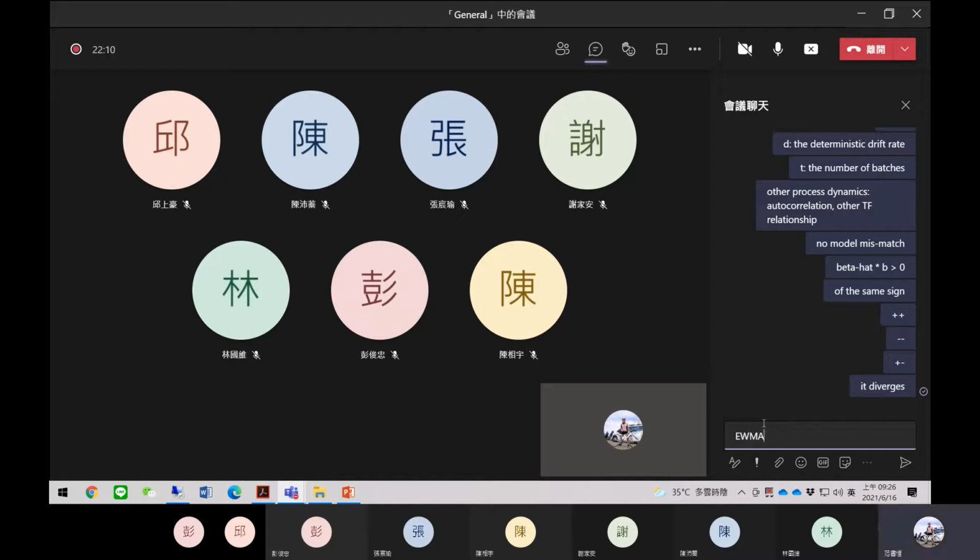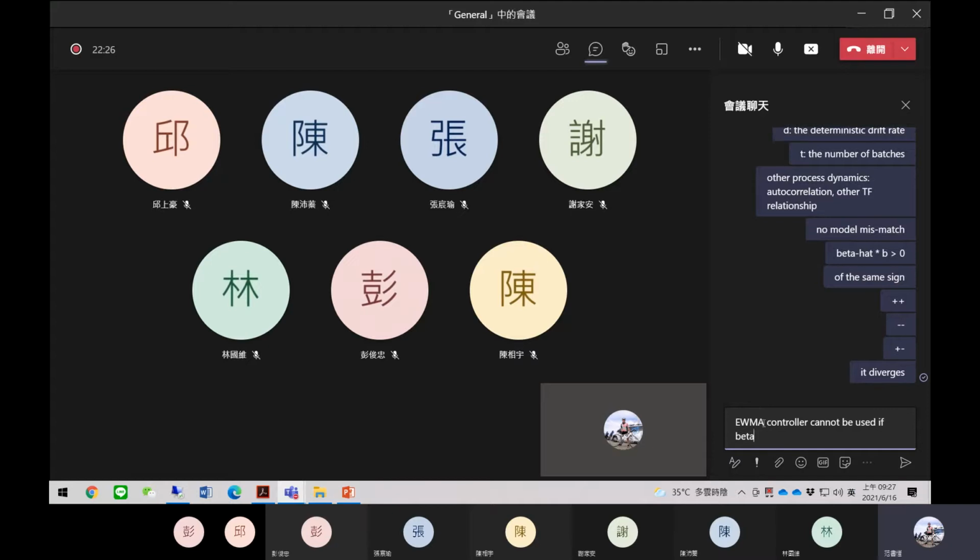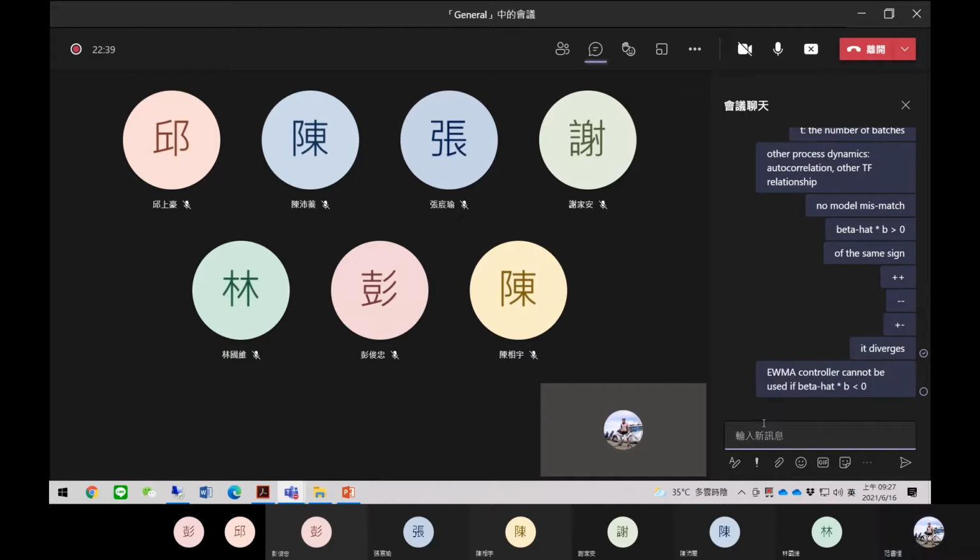And the EWMA control cannot be used if beta hat times B is less than 0. So it cannot be used. Peyton, do you understand? Yes. Okay, so it's quite important.